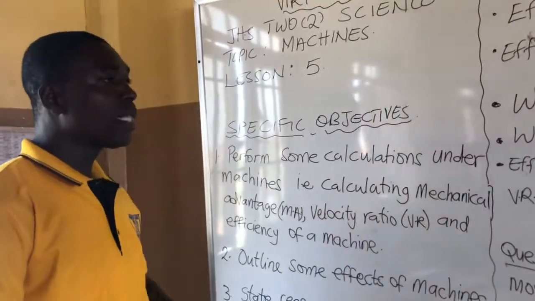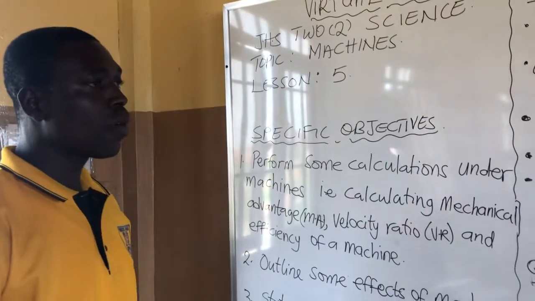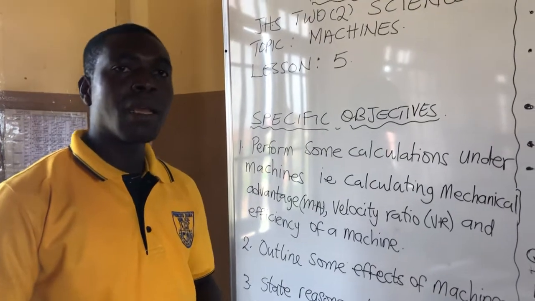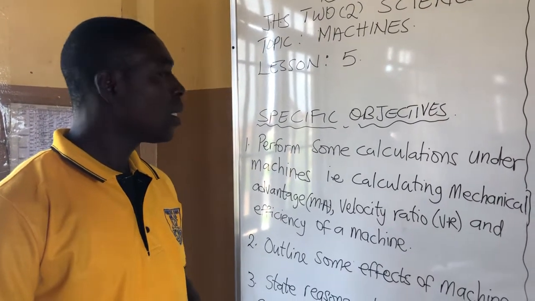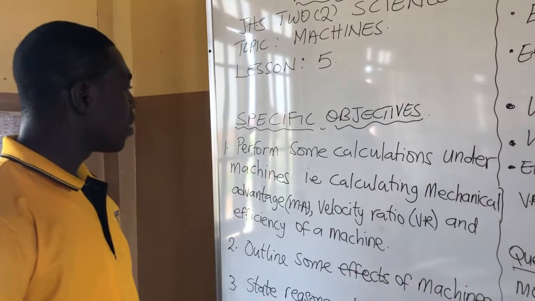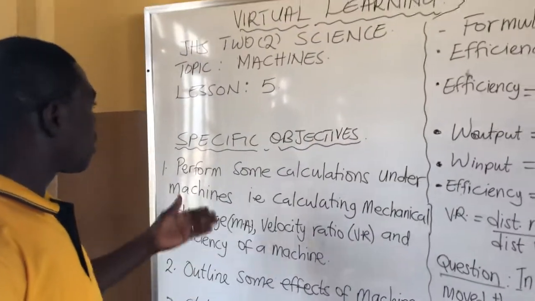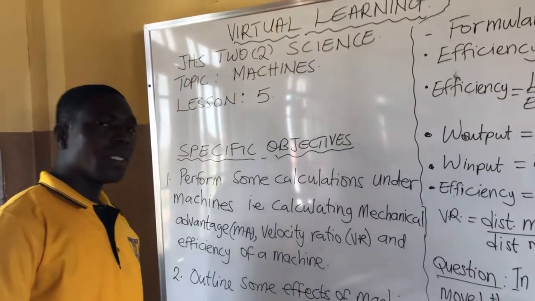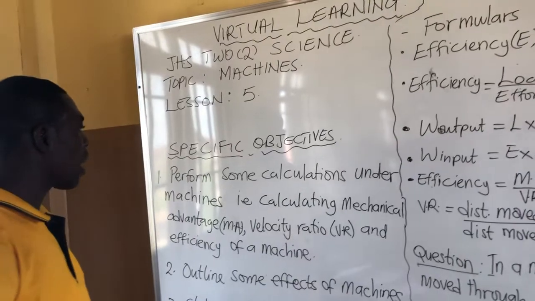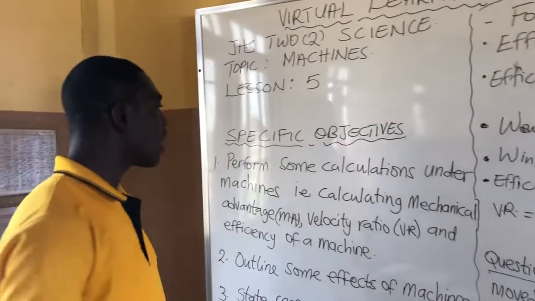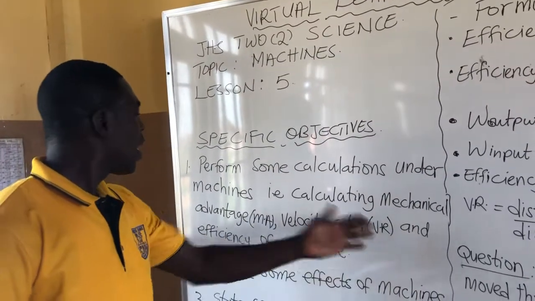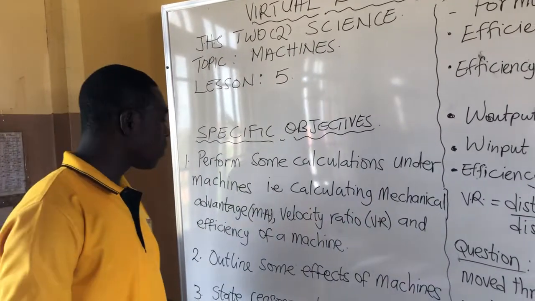You know, in our previous lessons, we were able to look at some calculations under machines. We were able to look at the work done, power, and energy that are involved in machines. Now we'll continue with another calculation under machines, and therefore you should be able to perform these calculations. That is, you should be able to calculate mechanical advantage, velocity ratio, and efficiency of a machine.